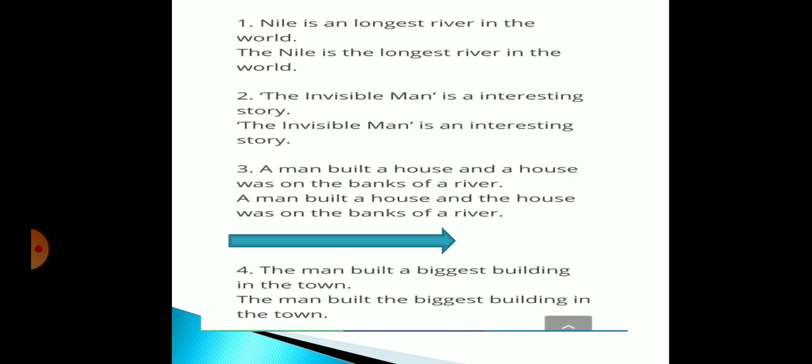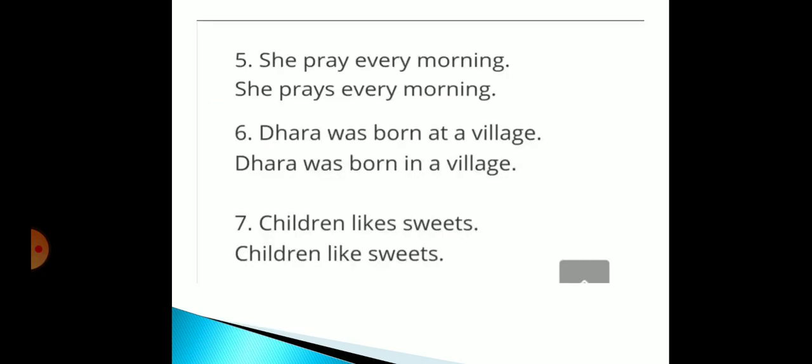Fourth one is, the man built a biggest building in the town. Again you have the superlative degree. The man built the biggest building in the town. Next one, she pray every morning. There is a third person. Whenever you have third person like he, she and it, you have to add s suffix to the given verb. She prays every morning is the correct sentence.